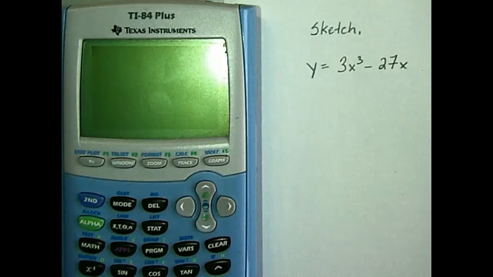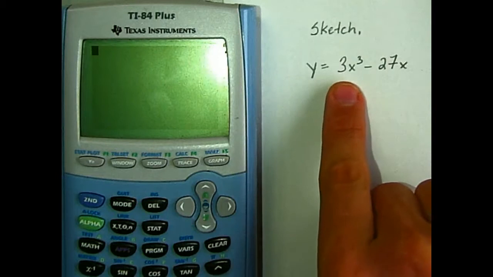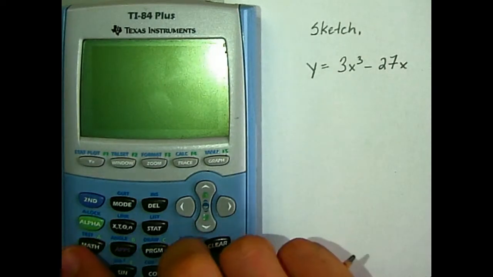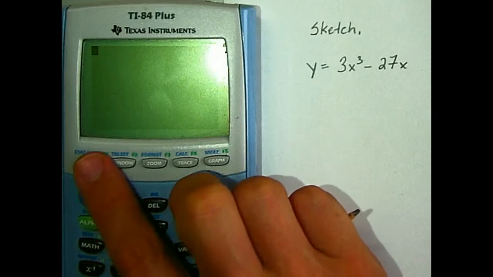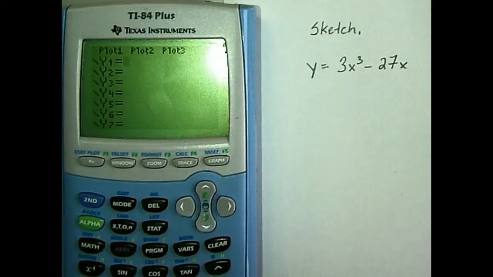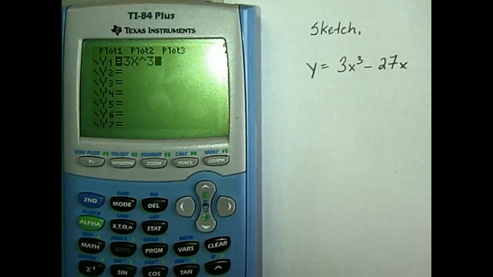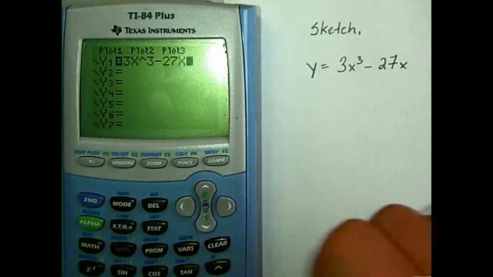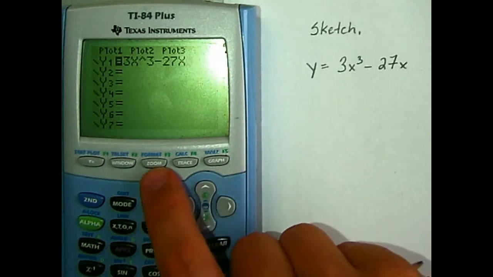Okay, so let's graph a polynomial with our calculator. We're going to try and graph y is equal to 3x cubed minus 27x. So I'm going to go up to where I put my graph in, y equals, and plug my equation in: 3x to the exponent of 3 minus 27x. Okay, and then I'm going to graph that on my standard window.